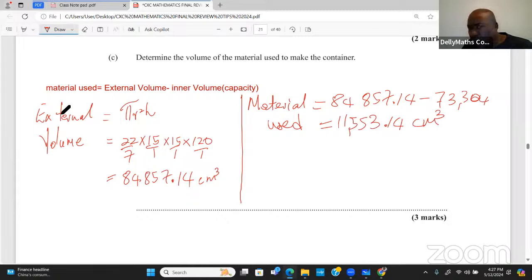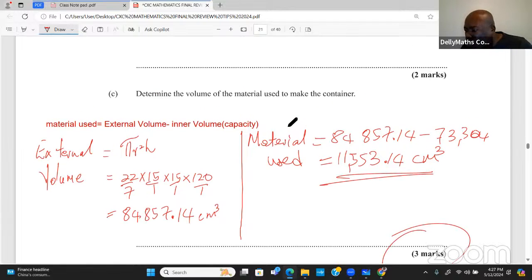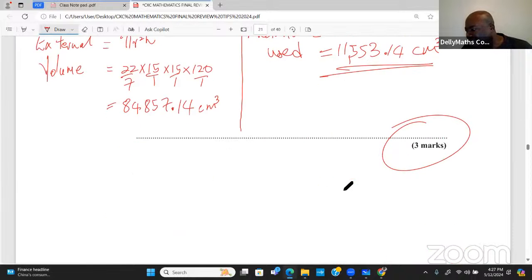All right, so there we go. You subtract the two, and then this is the material used. A nice 3-mark question. Whenever you get any question like this, the approach will be the same. Remember that the material used is always taking the outside volume and subtracting the inside volume or capacity, because that's an empty space you're plucking out of the external, and you will be left with whatever was used to make the thing. We could make a note of that as we go forward as well.